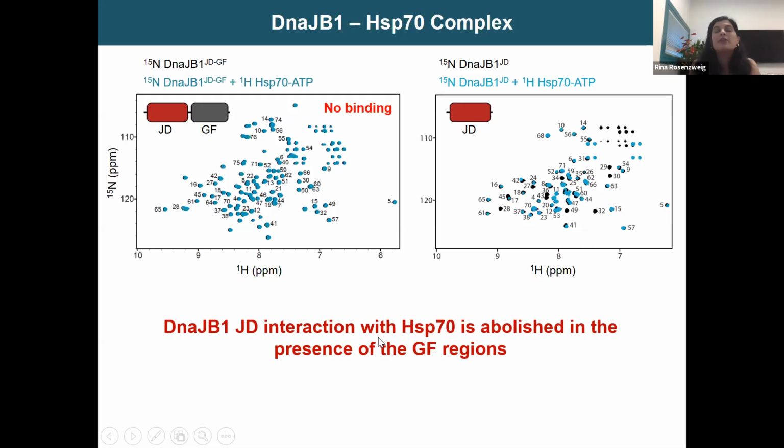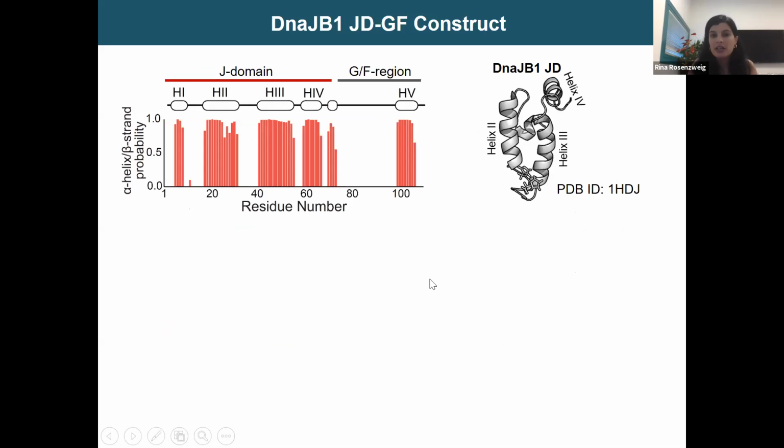So then we got curious and we wanted to study this construct by NMR. And we started by determining the secondary structures. So we had all the assignments, we determined the secondary structure, and we saw that the construct has 4 helices. Now, 4 helices were known. They're coming from the J domain, and there is an NMR structure for the J domain. But we were surprised to see that the GF region, which up until that point everybody thought is completely disordered, is actually only partially disordered. And towards the end of it, it has a very stable helix, which we call helix 5.